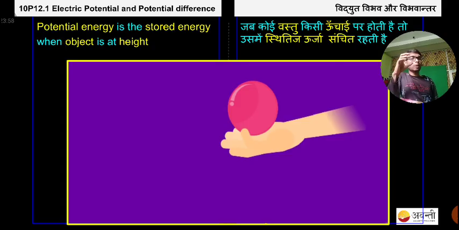Potential energy means energy is stored inside the object. When it is released, then it will start working. This is what potential energy is. Remember, the object which has energy, when it is released, will start working. It will come into motion.